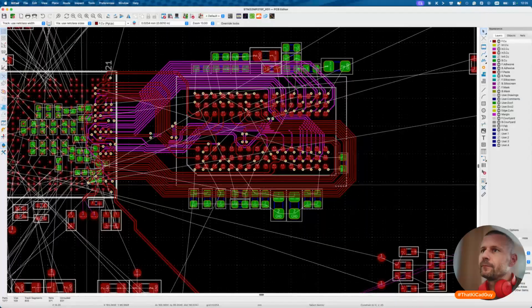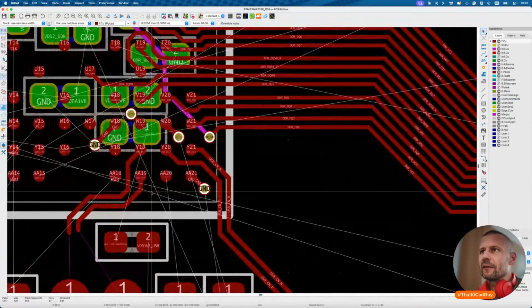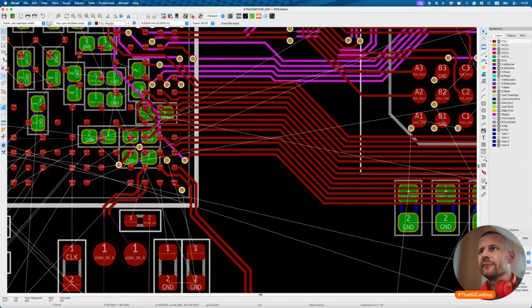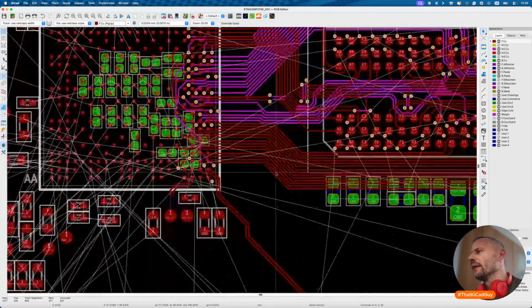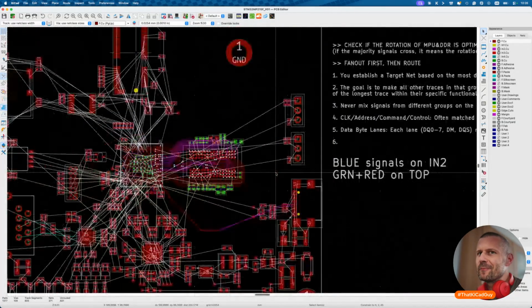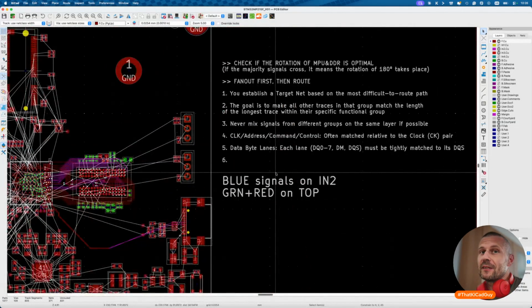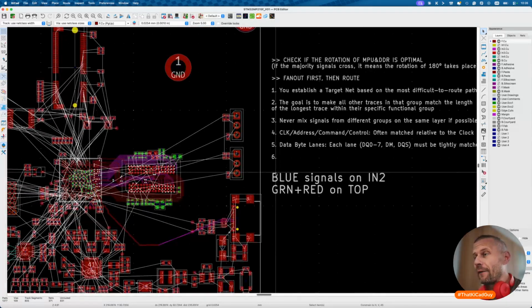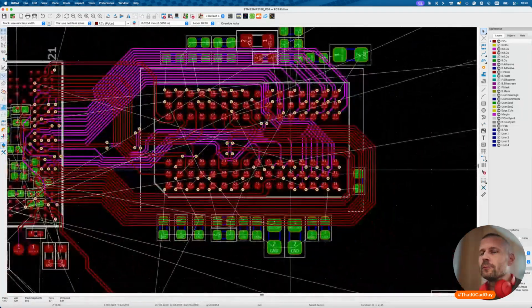Okay, fan out of this sucker. Okay, it's fine. It will work. I need to find the most difficult. Yeah, the most difficult. It's funny, because every freaking net of this design is the most difficult to route. No, I'm just joking. The goal is to make all other traces group match. Okay, you establish a target net based on the most difficult to route path.